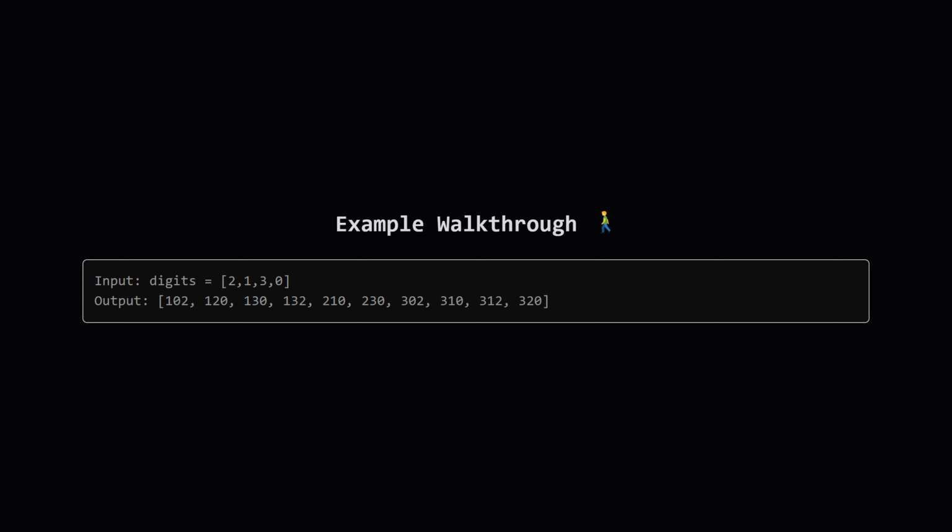210? Yes. 302? Yes. We find all possibilities like 312 and 320. Notice 012 isn't allowed because it starts with 0, and 213 isn't allowed because it's odd. Finally, we collect all the valid ones we found and sort them to get the output list.